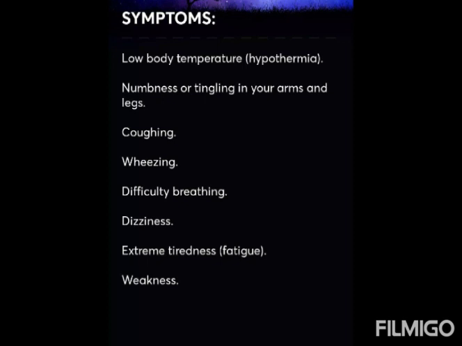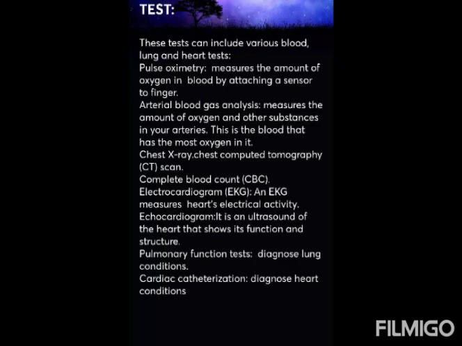And symptoms: low body temperature, that is hypothermia, numbness or tingling in the arms and legs, coughing, wheezing, difficulty breathing, dizziness, extreme tiredness or fatigue, and weakness. These are all the symptoms for the condition of cyanosis. So low body temperature is very important, and numbness or tingling in the arms and legs, coughing, wheezing, difficulty breathing, dizziness, extreme tiredness, and weakness.